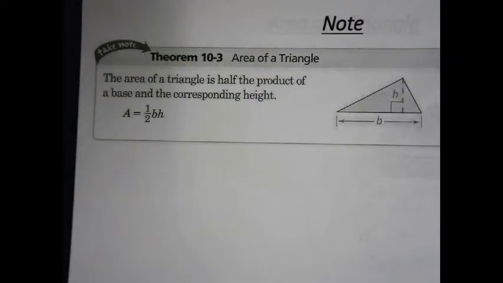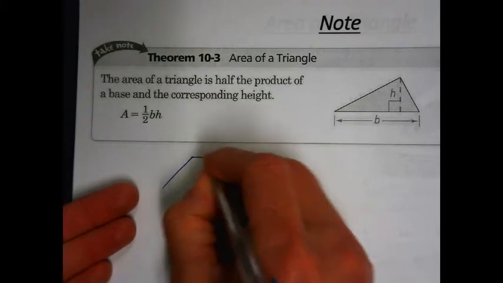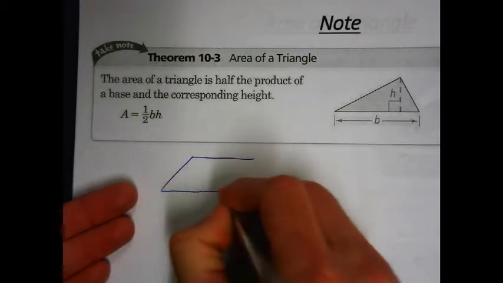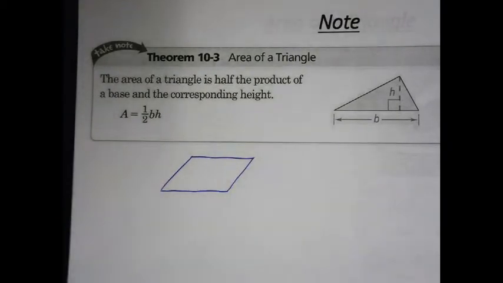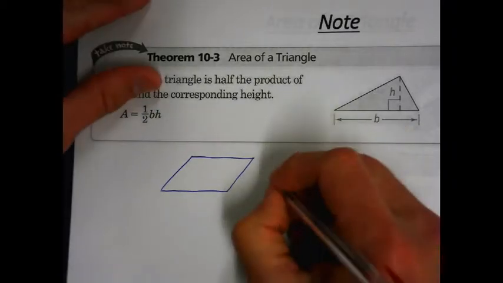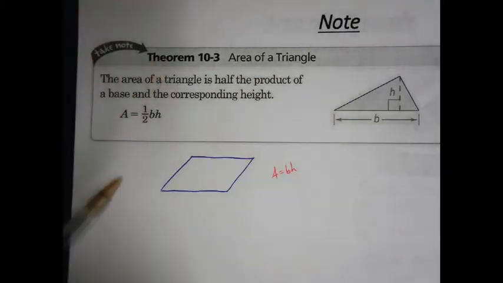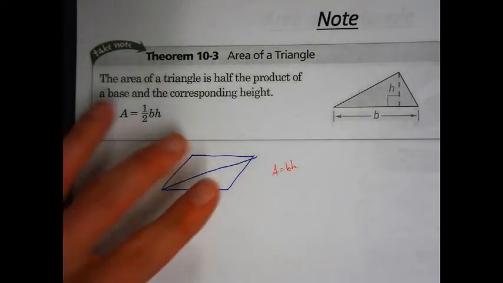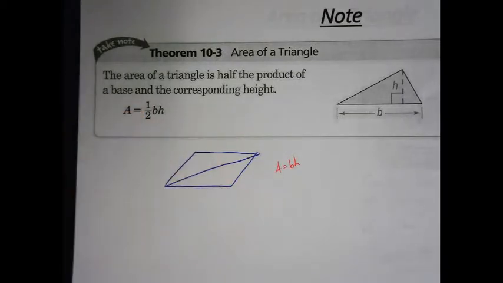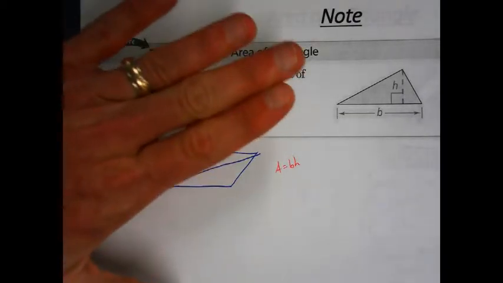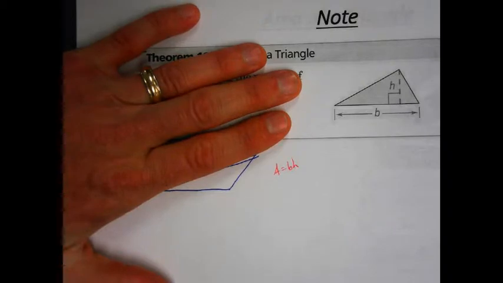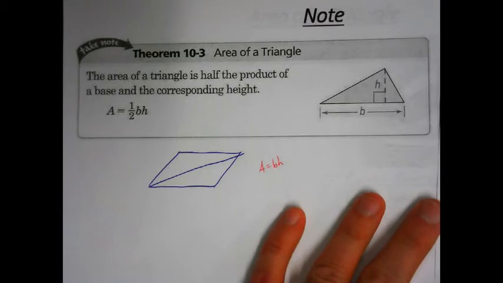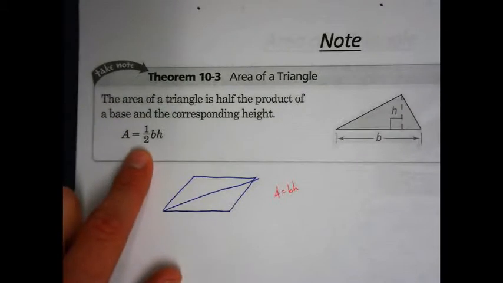Well, did you know that a triangle just happens to be half of a quadrilateral? So if we take any parallelogram, which we know the area is base times height, and we cut it in half, we'll have two congruent triangles. So the area of one triangle would be half of the area of the parallelogram. So the area of any triangle is 1/2 base times height.